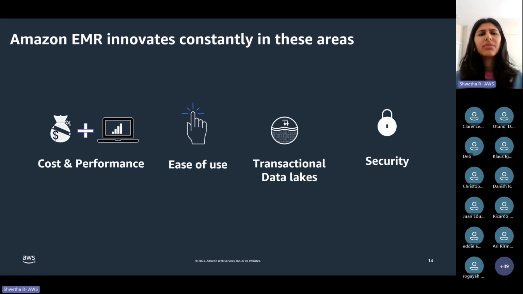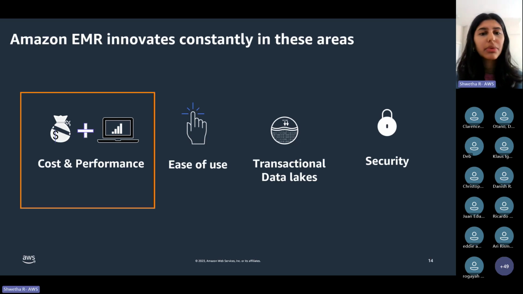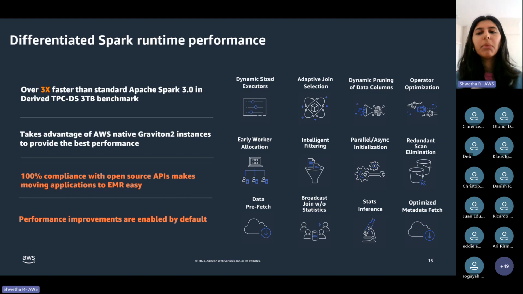So let's take a look at the 4 big themes for why customers really choose EMR. And first, we'll talk about cost and performance. It provides multiple performance optimization features for Spark, right? With Spark on EMR, you get 3 times faster performance compared to standard Apache Spark. And with all the enhancements, you can really utilize the faster performance for your Spark workloads while also remaining, again, 100% compliant with the open source API.